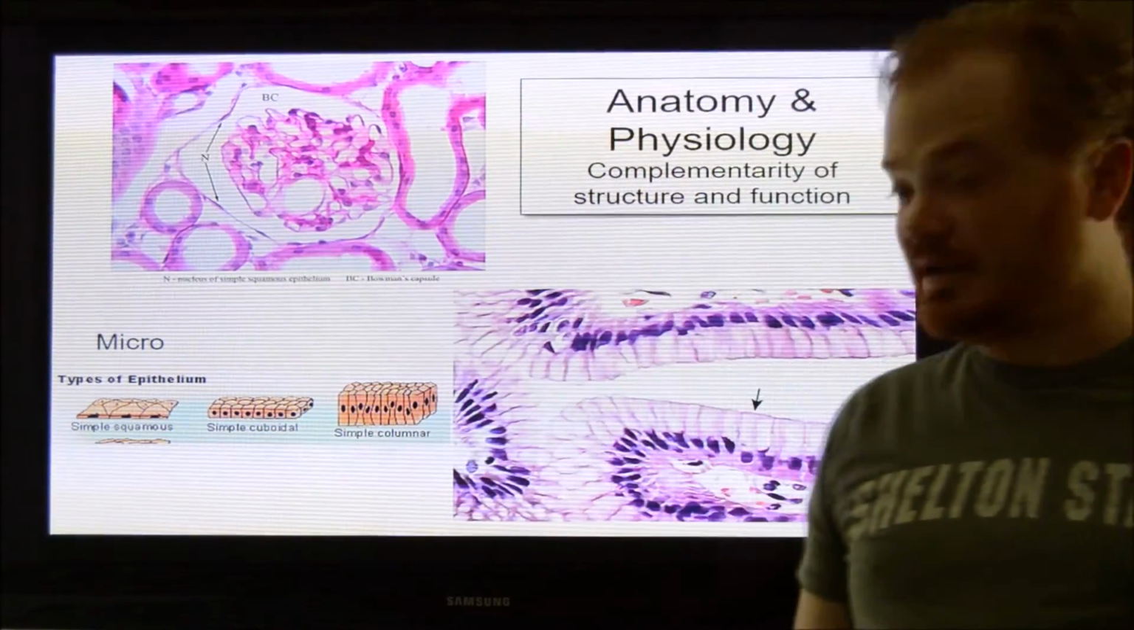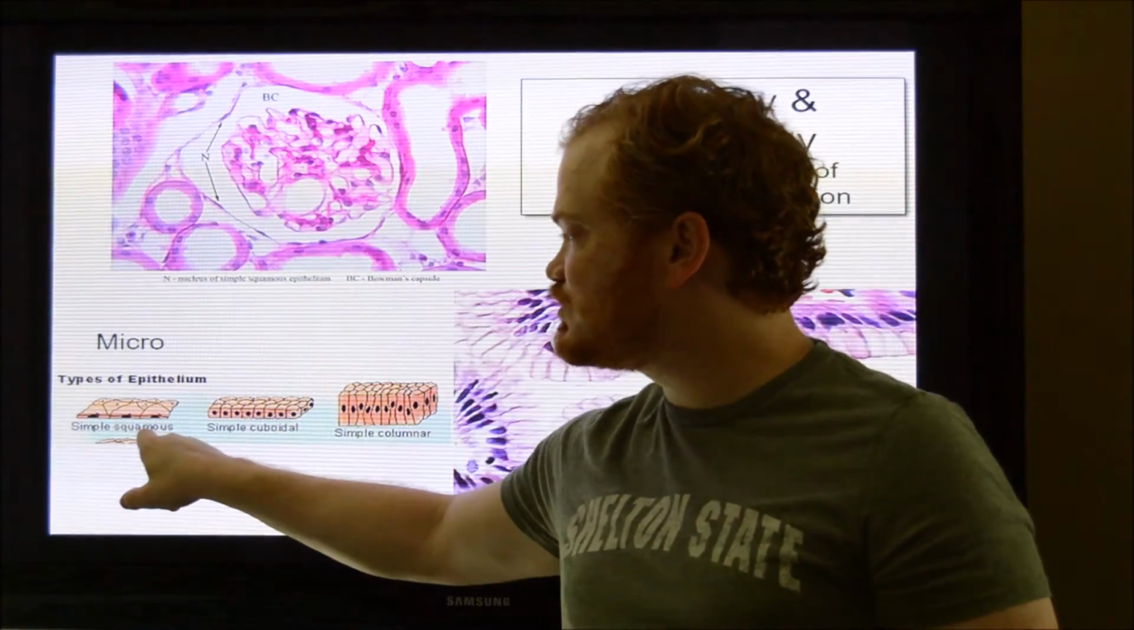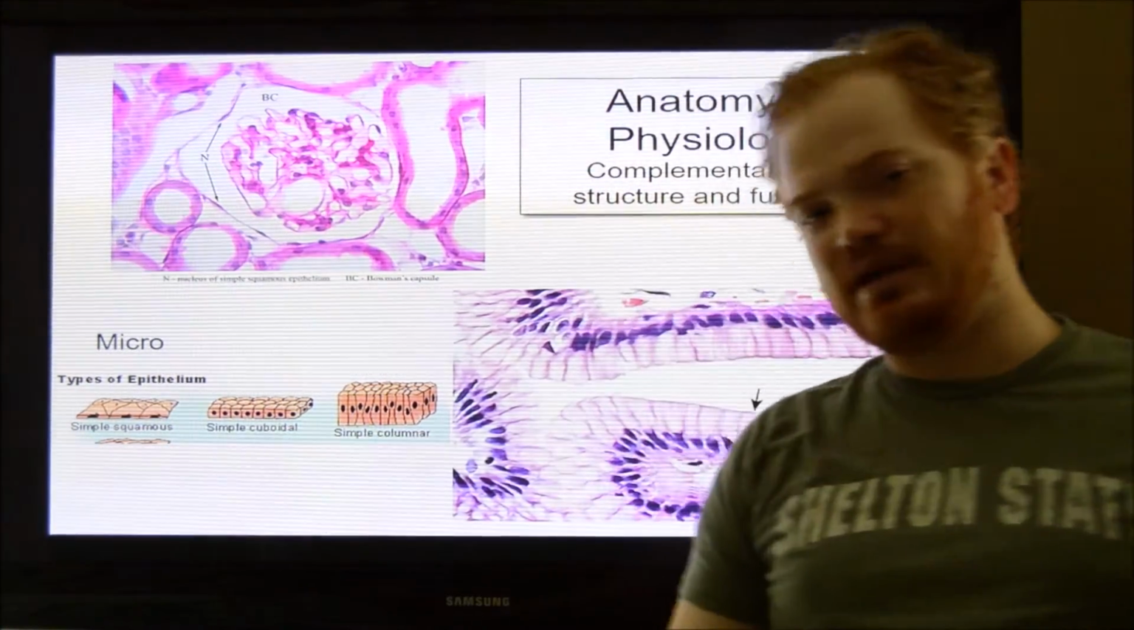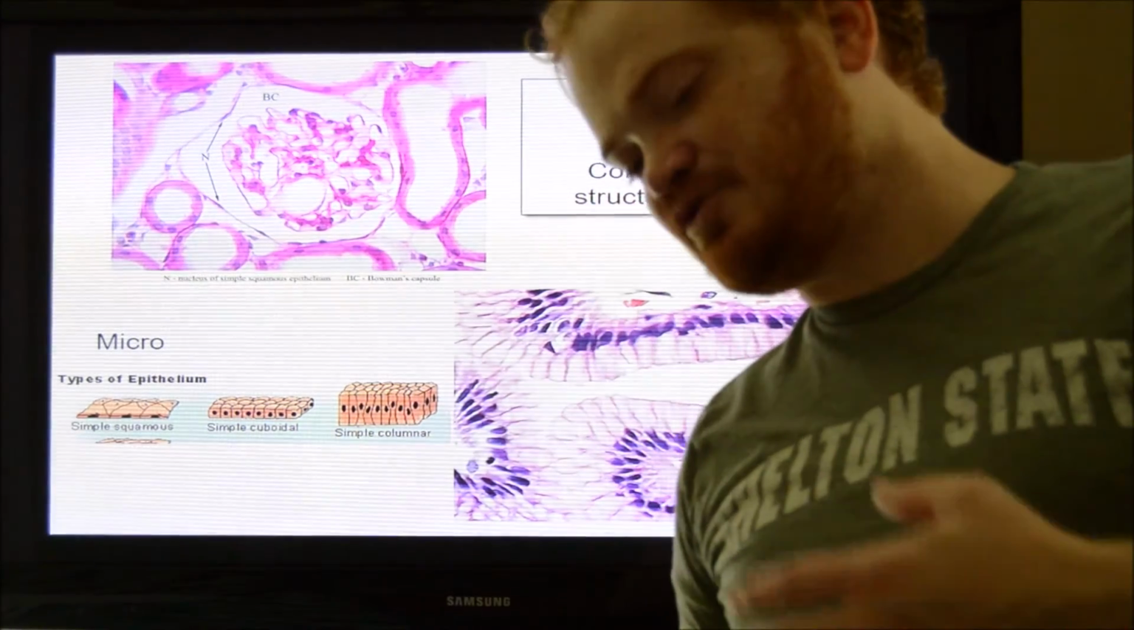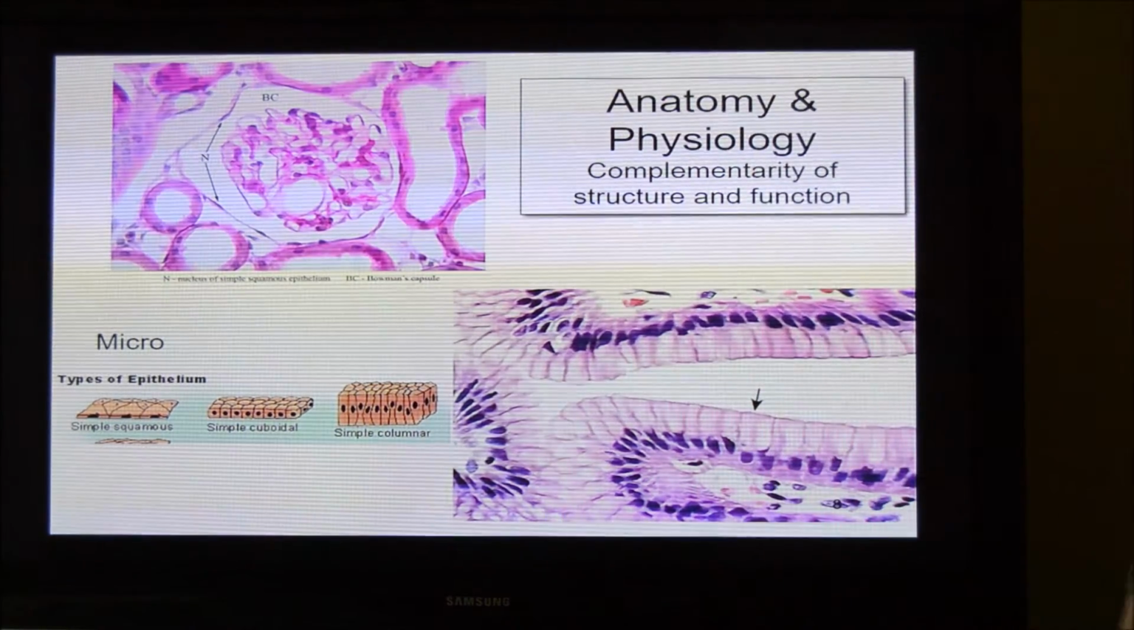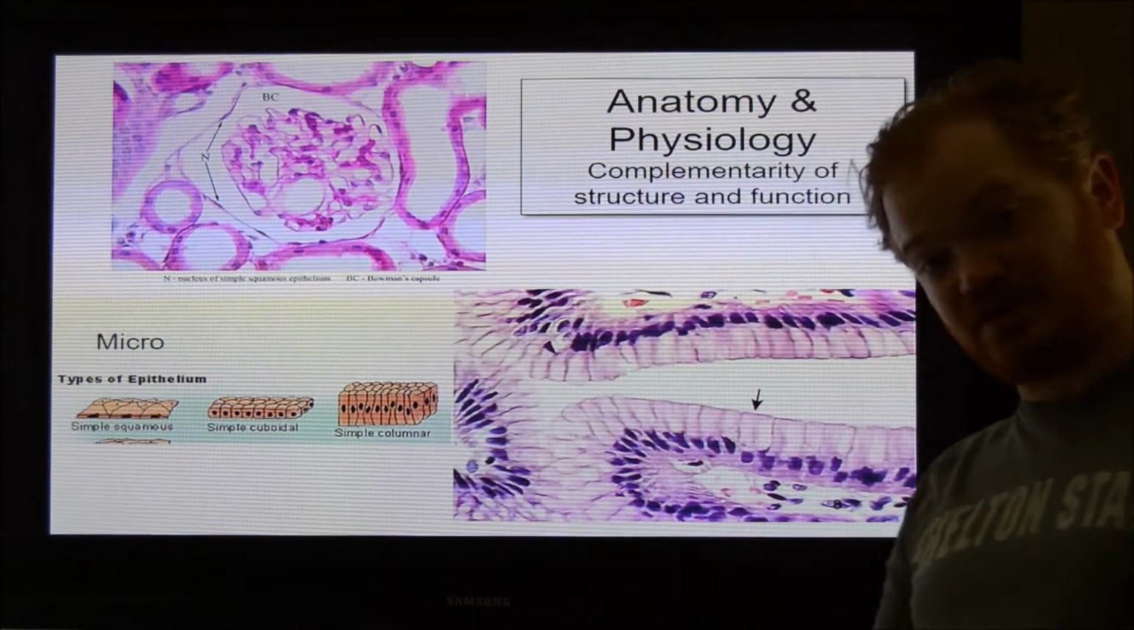It's made of a type of tissue called simple squamous epithelium. Okay, simple squamous epithelium. Simple means one layer thick. Squamous means the cells are flat, and epithelium means it's a covering.